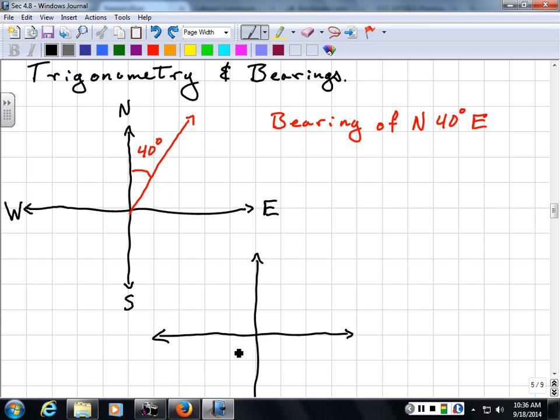I can write this also as a bearing of 40 degrees east of north. That's the only two ways I can write this. Okay? It's either north 40 degrees east or 40 degrees east of north. Yes, Jesse.